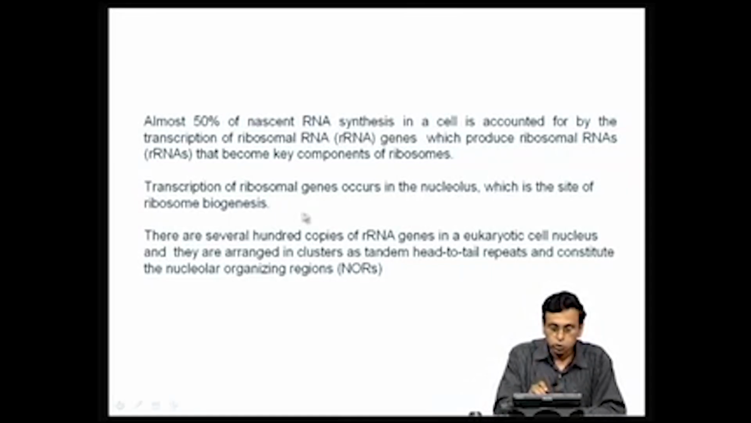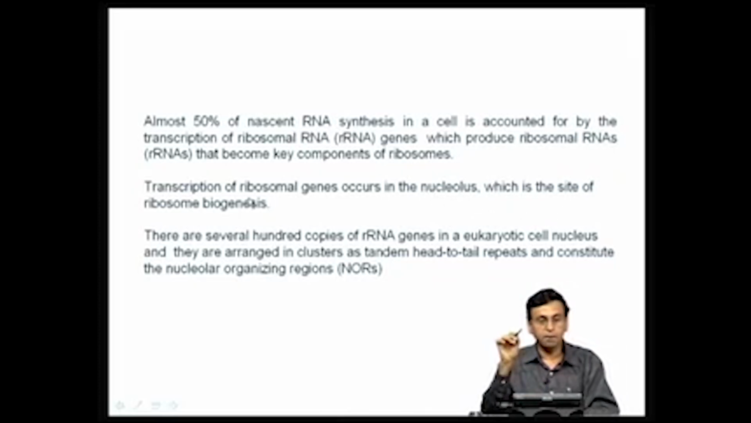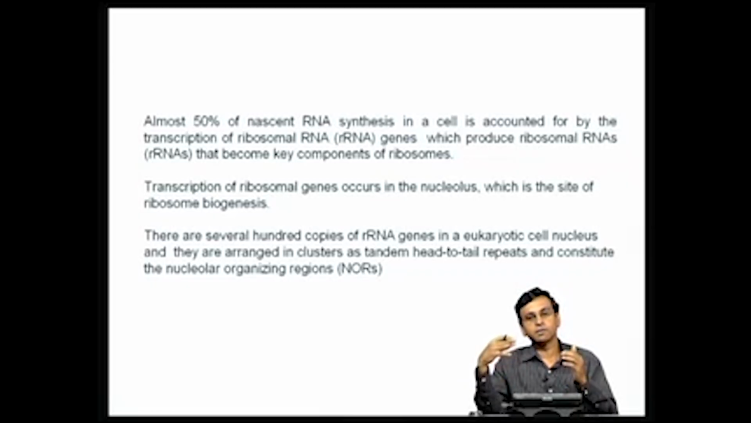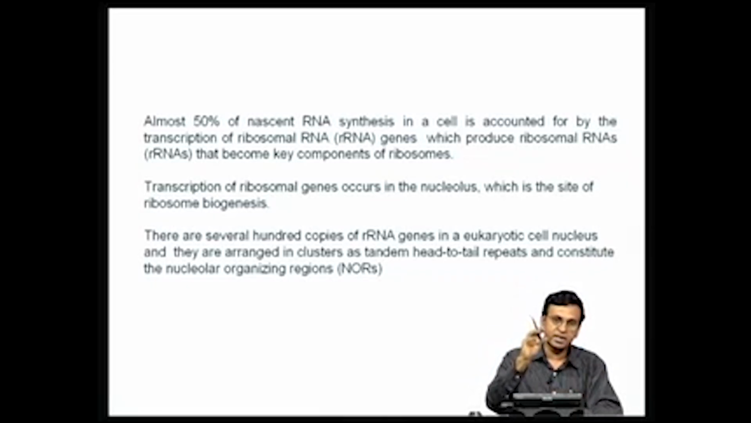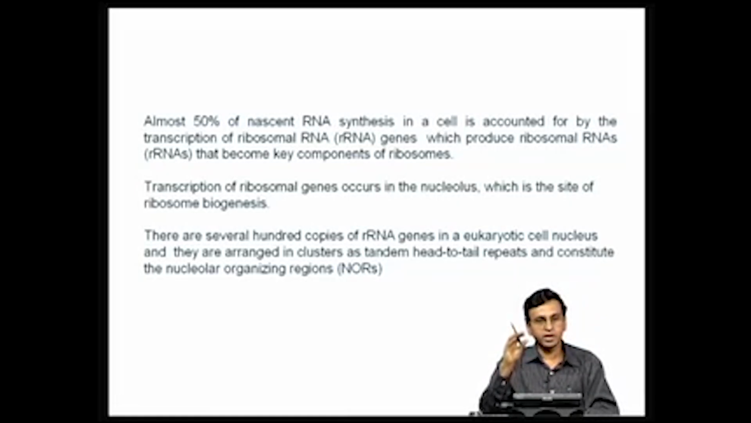Now, transcription of ribosomal genes occurs inside the nucleolus within the nucleus, and the nucleolus is actually the site of ribosomal biogenesis. So, in order to make these huge amounts of ribosomal RNA, because they constitute the ribosomes, the cell has identified a very specific region inside the nucleus, which is the nucleolus, and it is inside the nucleolus that the ribosomal DNA transcription takes place. Ribosomal RNA is synthesized, processed, and ribosomes are assembled inside the nucleus and they come out.